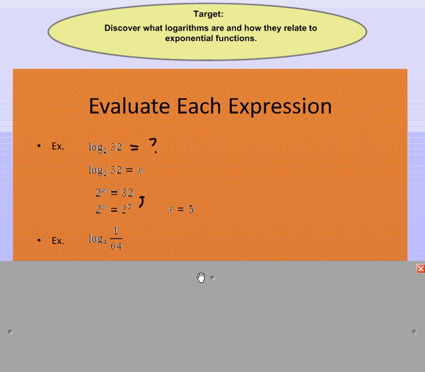Let's see this one as well. Okay, we've got log base 4 of 1/64. We want to evaluate this. It means we want to know what it's equal to. Okay, we don't know what it's equal to.